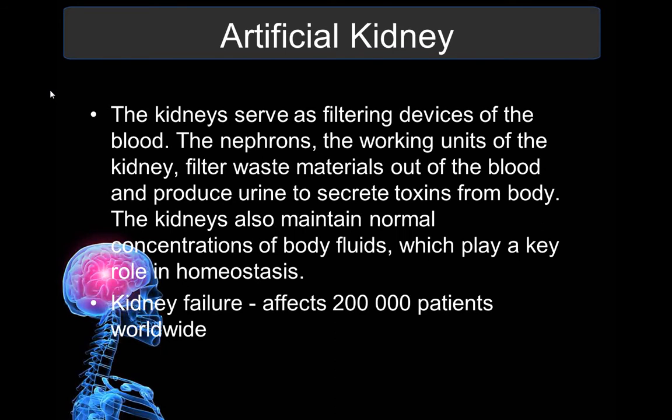Now comes the artificial kidney. The kidneys serve as filtering devices for blood. The nephrons, the working units of the kidney, filter waste material out of the blood and produce urine to secrete toxins from the body. The kidneys also maintain normal concentrations of blood fluid, which plays a key role in homeostasis. Kidney failure affects 200,000 patients around the world each year.